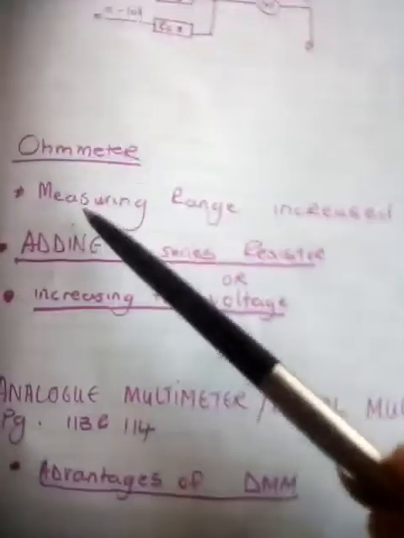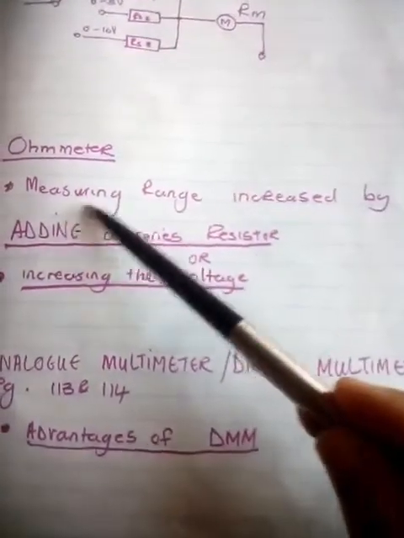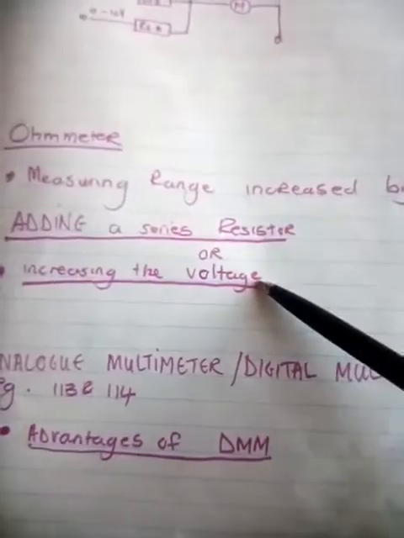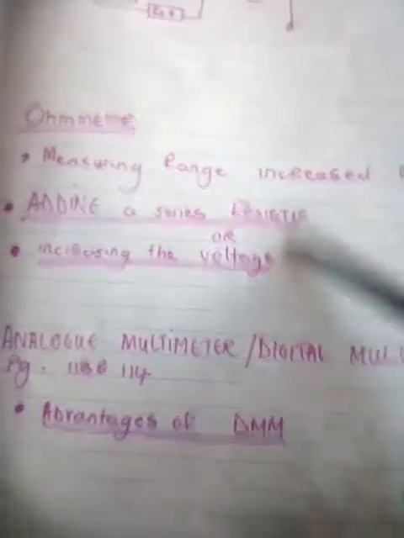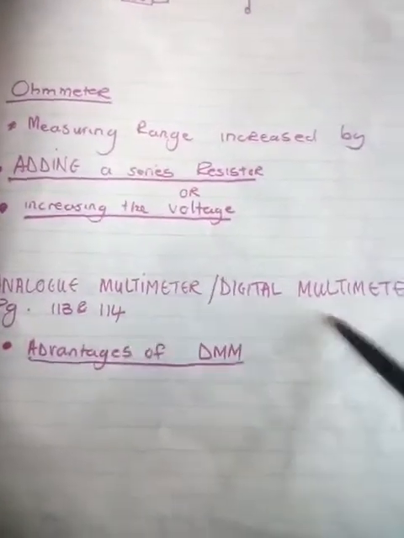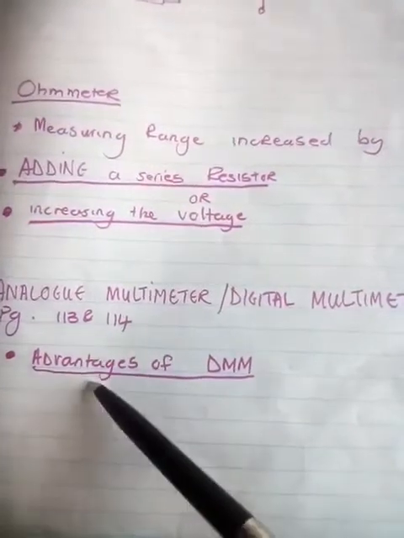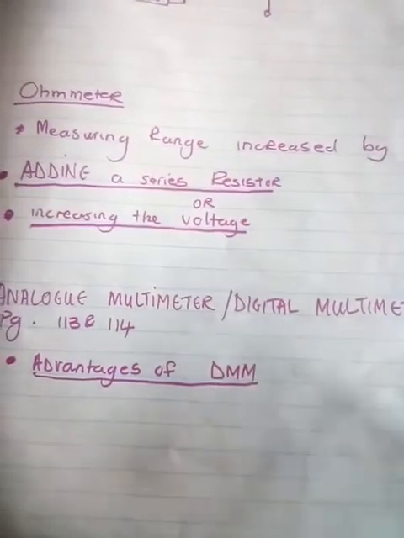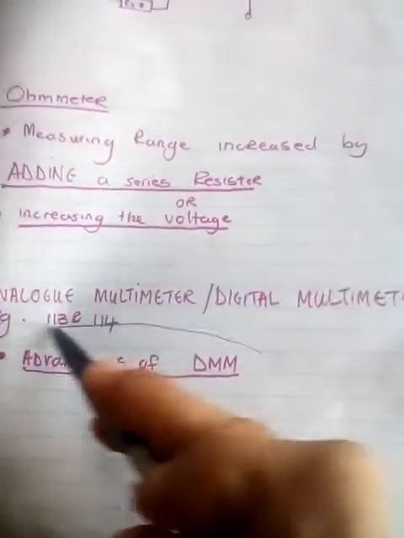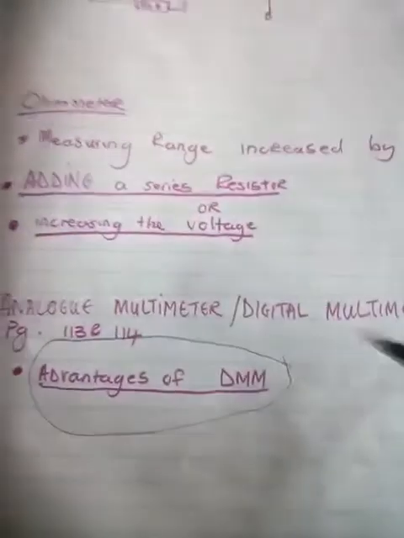Ohmmeter, next one: you can increase the range by adding a series resistor or increasing the voltage. You just should know that. And then the analog meter and the digital multimeter, that's on pages 113 and 114. Please go through the advantages of the digital multimeter. That's something they always ask.